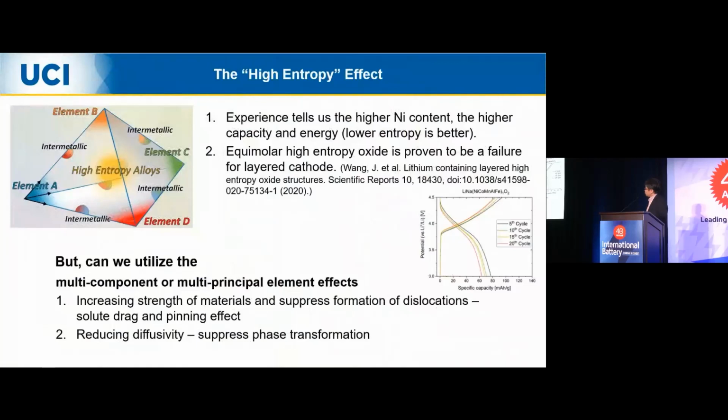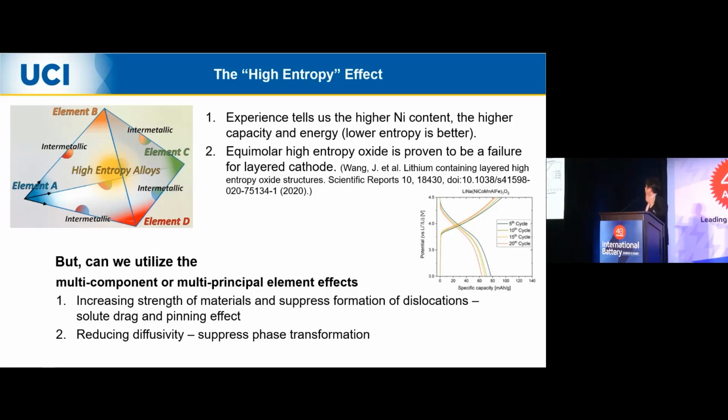So that gives me inspiration to borrow the high entropy alloy ideas that have been used for many years in the metallurgy field, right? However, I run into a problem, right? The experience tells us the higher the nickel content, the better, right? So the more specific energy, right? So that means lower entropy is better, right? That's just empirically telling me.